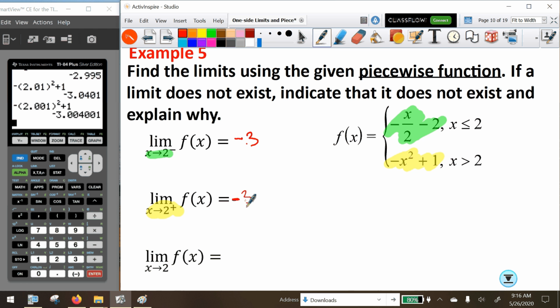And since they both approach the same number, we can say that the limit exists. And it approaches negative 3.